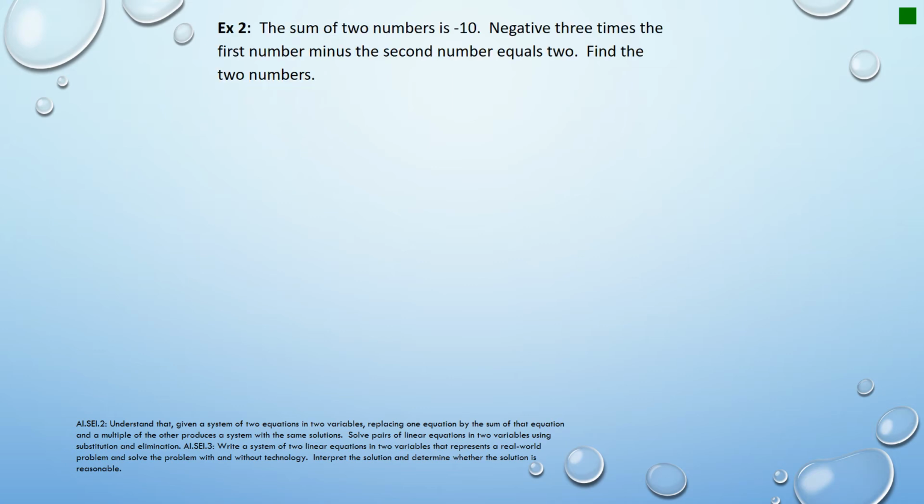Oh, there's words. There's words. Okay, here's what I'm looking at. Find the two numbers. So x is one number. Let's call it the first number. And y is the second number. Okay.